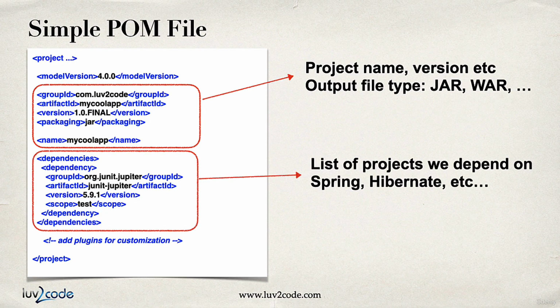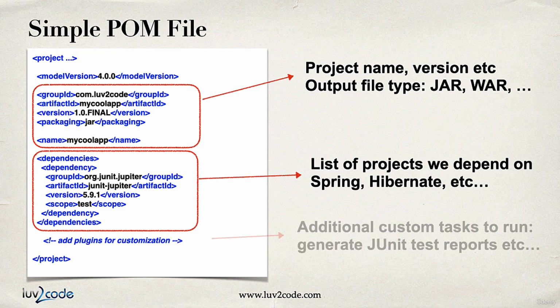So the next section here is the dependencies. So this is where we list out all the dependencies that we need for our application. In this example, they make use of JUnit, but you can also add dependencies here for Spring, Hibernate, etc. I'll show you some examples of adding Spring and Hibernate a little later in this video. So at the bottom, we can add plugins for customization. So we can add some additional custom tasks, for example, generating JUnit test reports and so on.